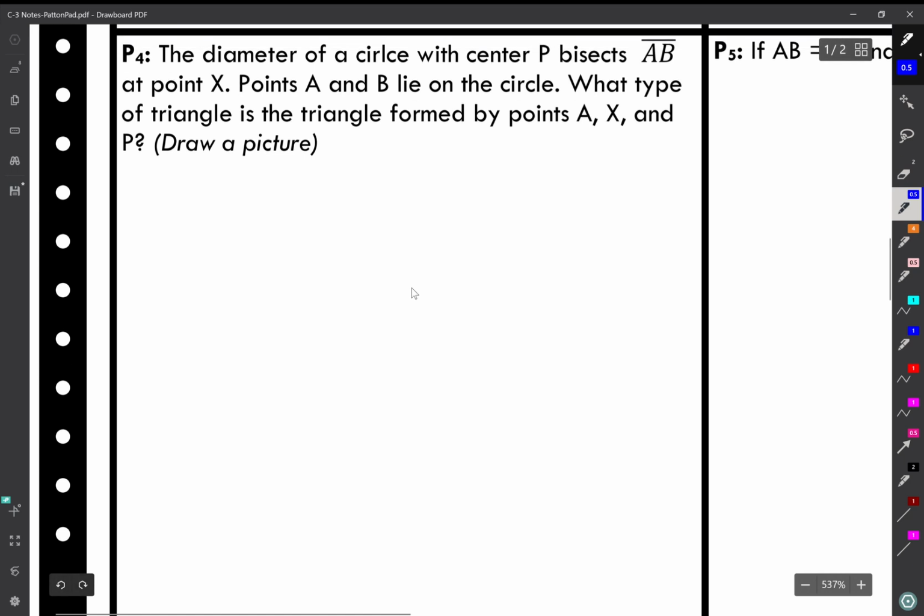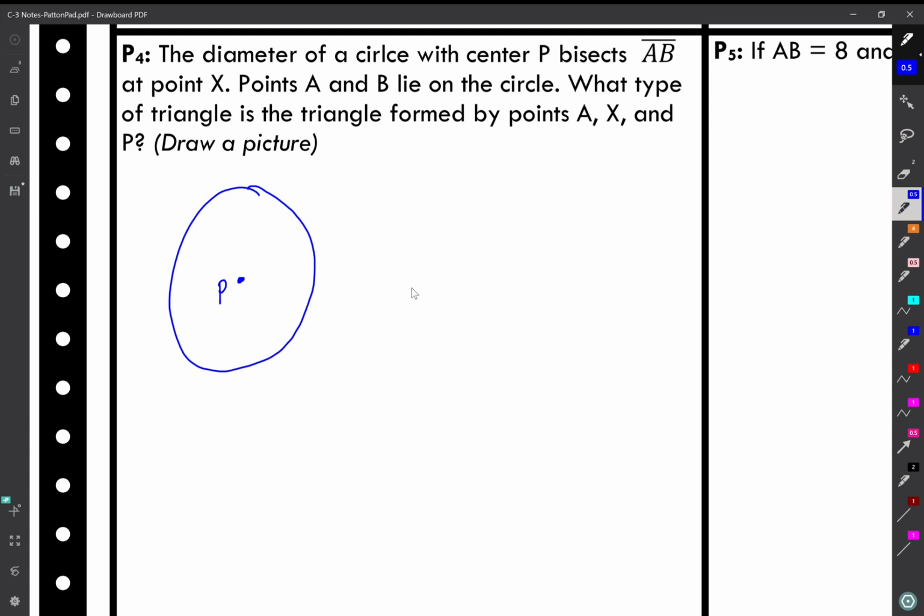The next one we're going to be dealing with, you have to draw a picture first. So let's draw a circle. Okay, the diameter of a circle with center P bisects some chord AB at point X. Okay, so let's draw some chord AB. We're going to draw this diameter so that it bisects this. Okay, since it's bisecting it, it's going to be perpendicular.